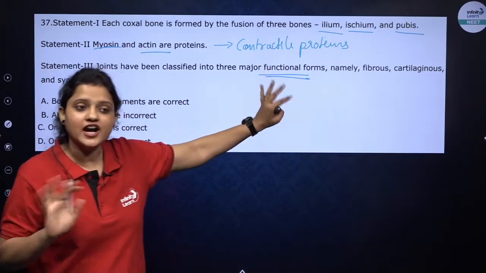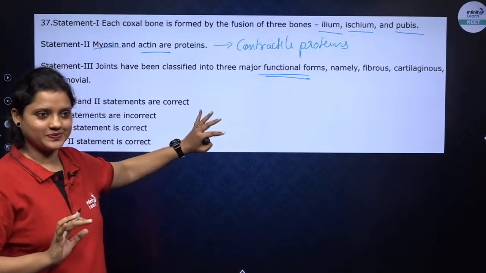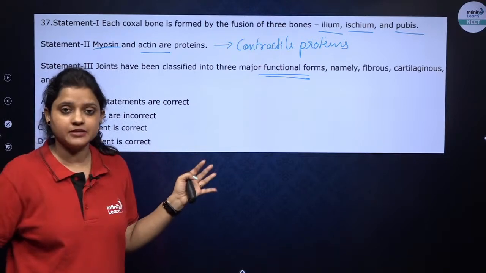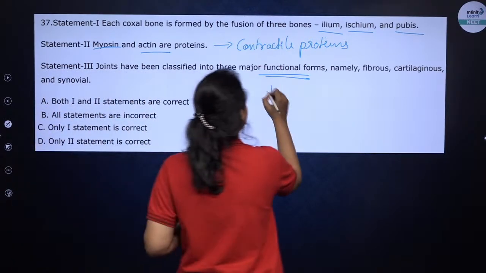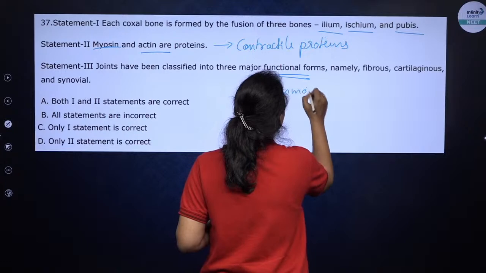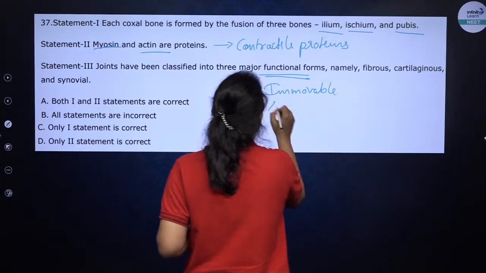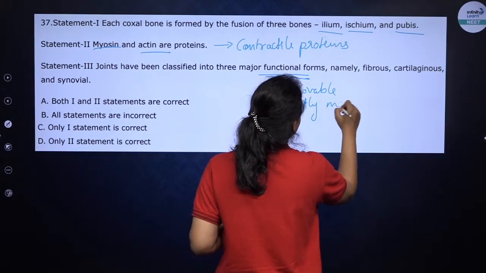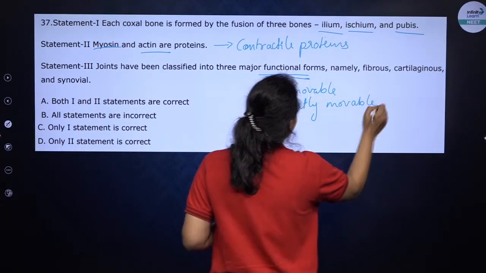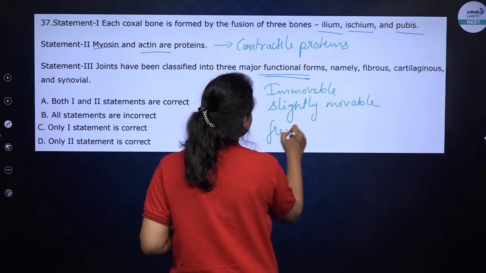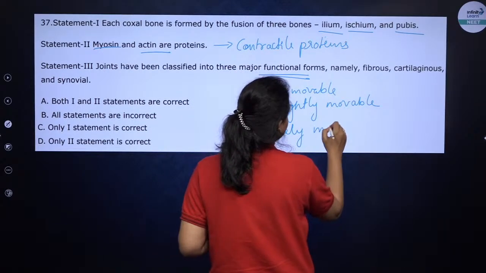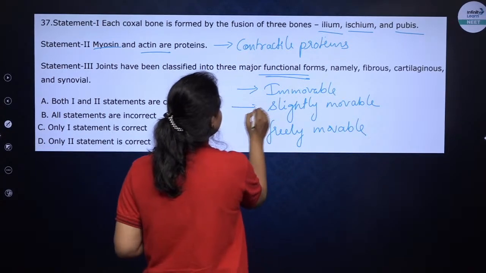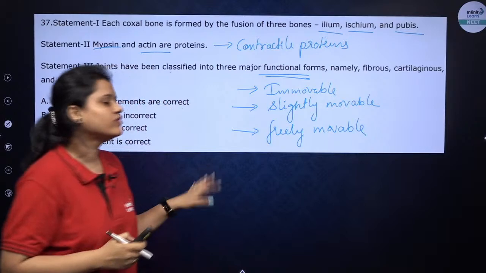No, these are not functional forms. Thanks W. These are not functional forms. Functional form will be immovable. I will write it down. Immovable, slightly movable, and freely movable. Right? So functional form will be immovable, slightly movable and freely movable joint.